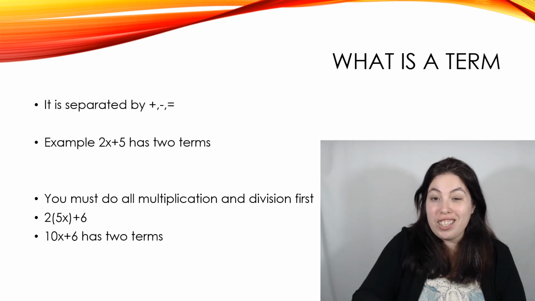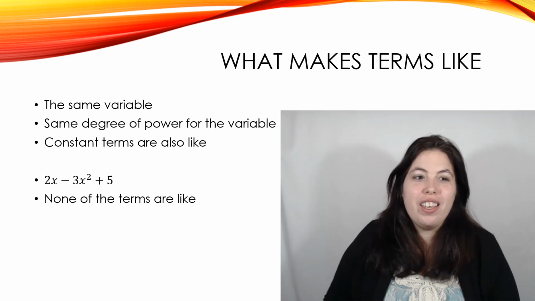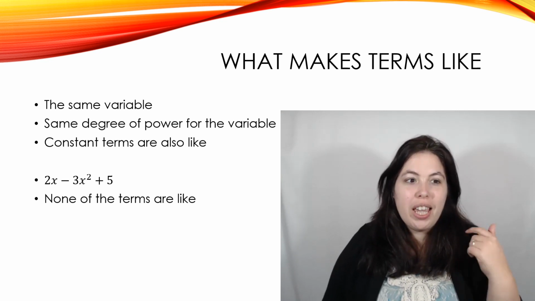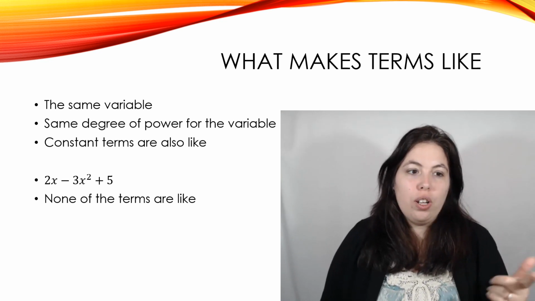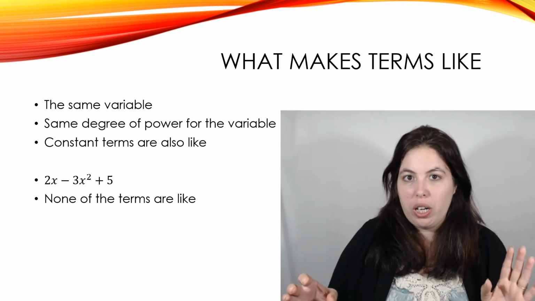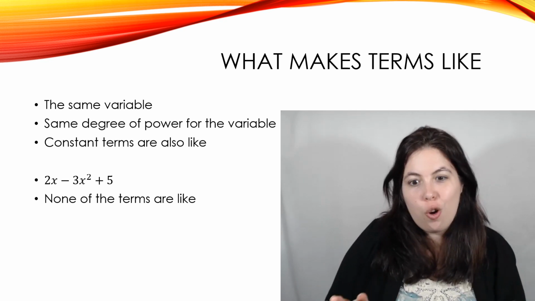All right, so let's talk about how we know when things are like terms. To be a like term, you have to have the same variable and the same degree of power. Also, constant terms can be like with one another. A constant term is a term with just a number in it, no variable.